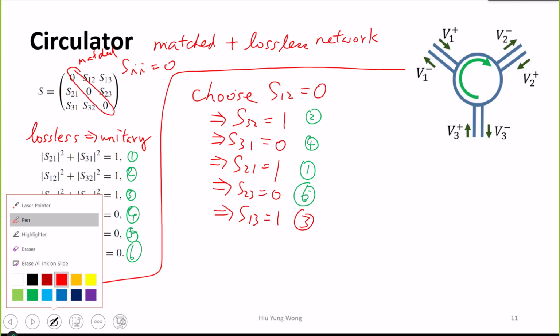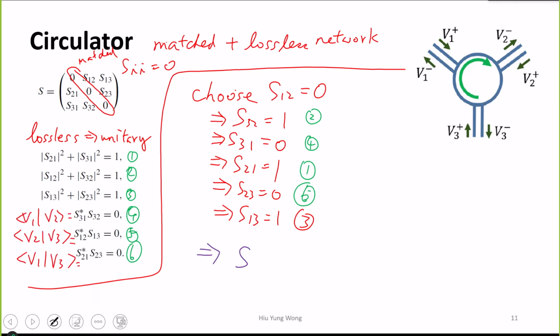Okay, then what is the matrix? Therefore, S equals: S11 is 0, I know. S12, I chose it to be 0. S13 is 1, right? S21 is 1. S22 is 0, because the diagonal is 0. S23 is 0. S31 is 0. S32 is 1. That is the scattering matrix of this circulator. Right?